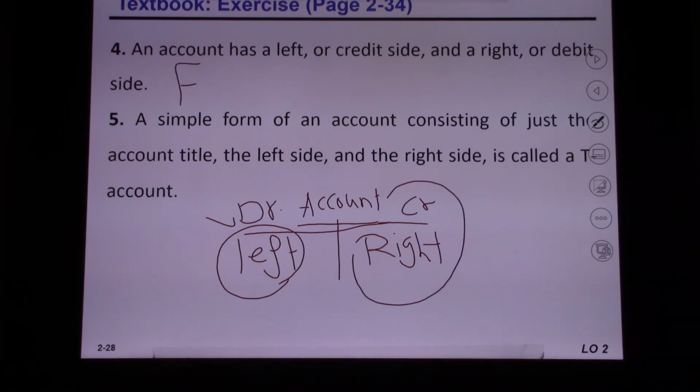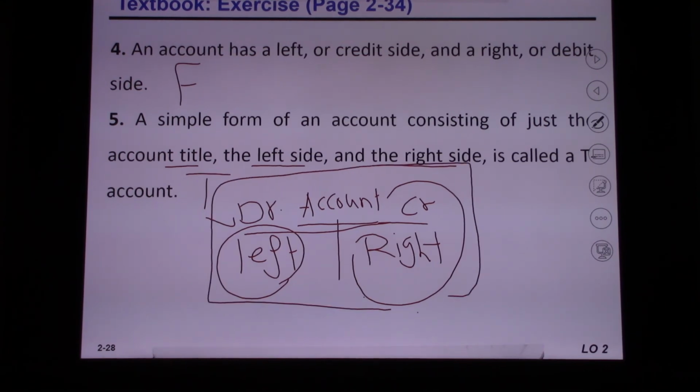A simple form of an account consisting of just the account title, the left side and the right side is called the T account. Yes. This is a simple form of any T account. The title of the account, the left hand side, which is the debit side, and the right hand side, which is the credit side.